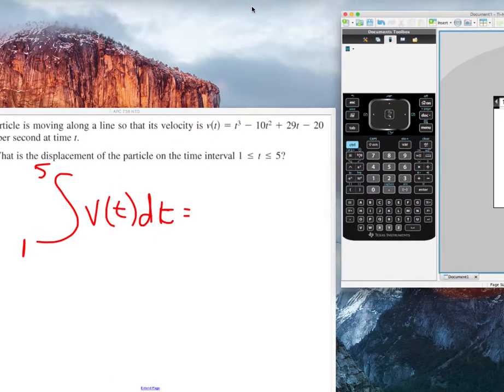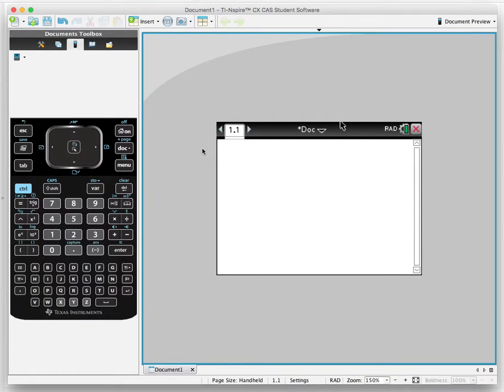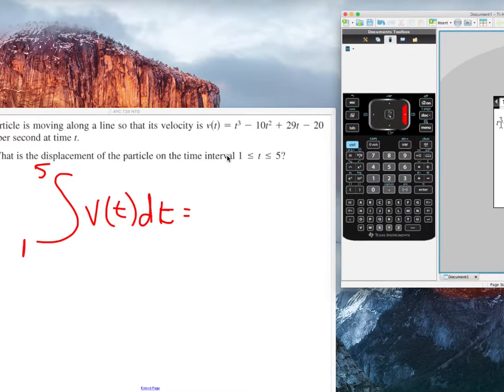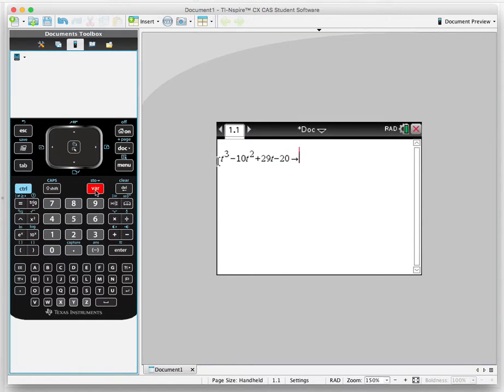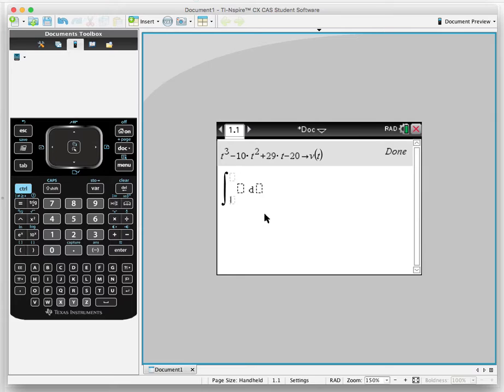Our function was t cubed minus 10t squared plus 29t minus 20. That is my velocity function. And then we'll integrate that from 1 to 5. Integrate the velocity with respect to time. And we see it's 32 feet.